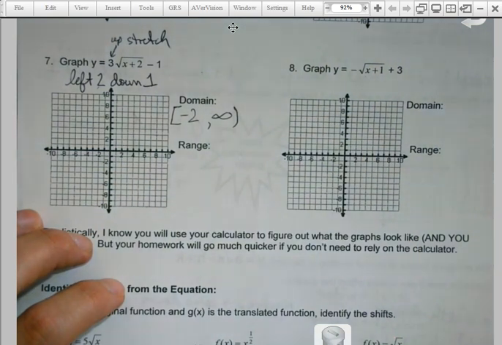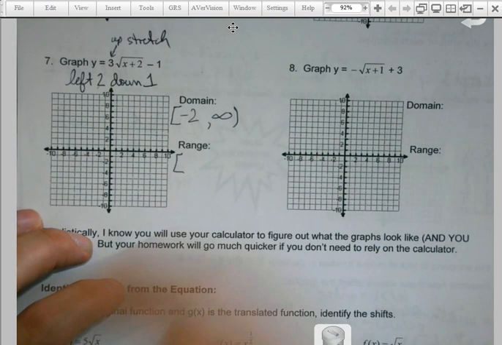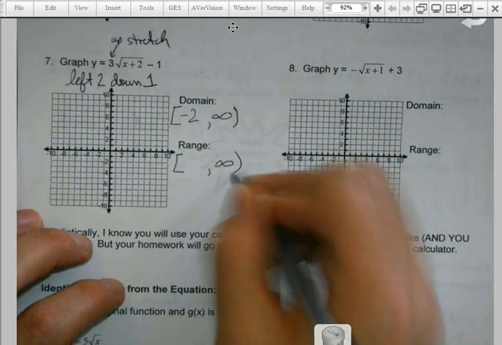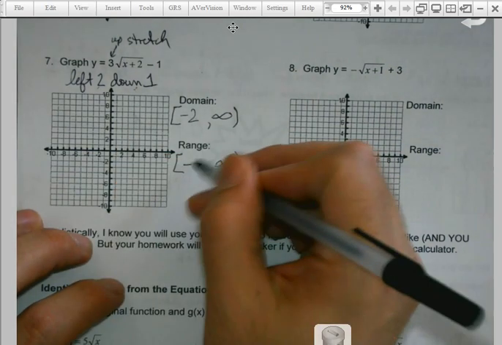So we'll start at negative 2. And then my range, it's opening up again, so we're going to head to positive infinity. Where's my range going to start? Negative 1.